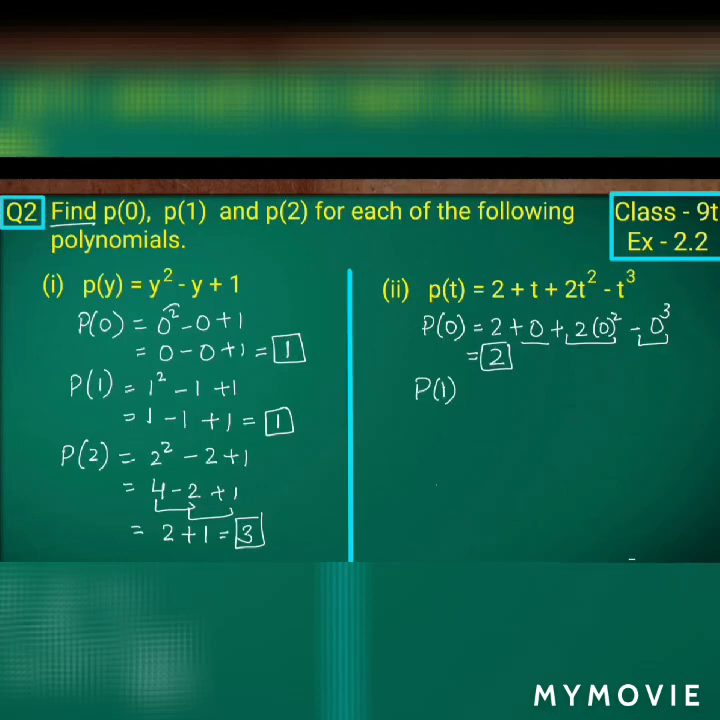Now we'll take P of 1. So in the place of t I am going to substitute the value 1. 2 plus 1 plus 2 into 1 square minus 1 cube. So what will we get? 2 plus 1 is what? 3. 3 plus 2 into 1 square. 1 square is 1. 2 into 1 is 2. Minus 1 cube is 1. Isn't it? So 2 minus 1.